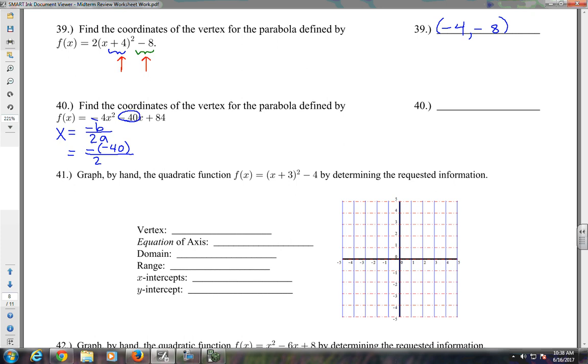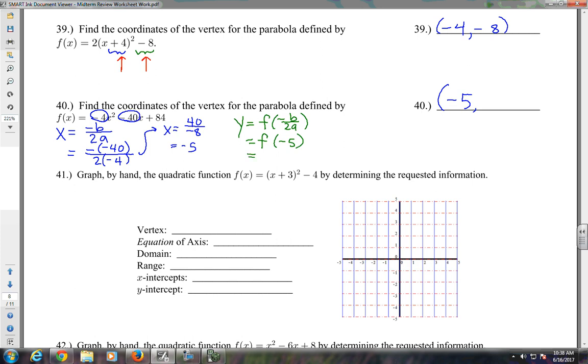A comes from your leading coefficient. In this case, it's negative 4. So simplifying here, we have x equals 40 over negative 8, or clearly x is equal to negative 5. So the x value of our vertex is negative 5. If you remember negative b over 2a, the next part is very easy. The y value is going to be f of negative b over 2a. That just means whatever I got for the x value, I'm going to plug back into the function and evaluate it to find the y value.